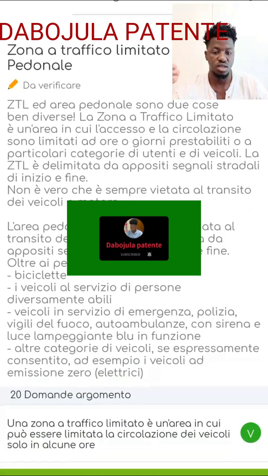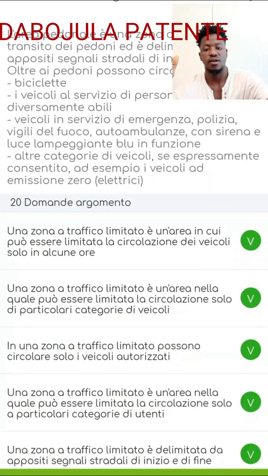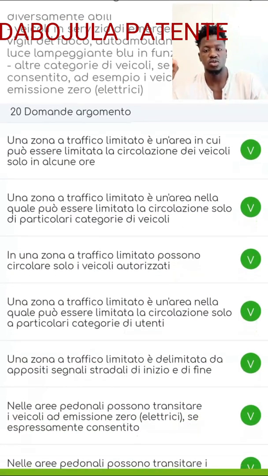Altre categorie di veicoli, se espressamente consentito, ad esempio i veicoli ad emissioni zero. Other types of vehicles that might be allowed, if it is expressly indicated, are vehicles that are zero emission of carbon dioxide. These are electric vehicles that might also be allowed in these areas. And now let's take a look at questions that we might find during our exams from this topic.